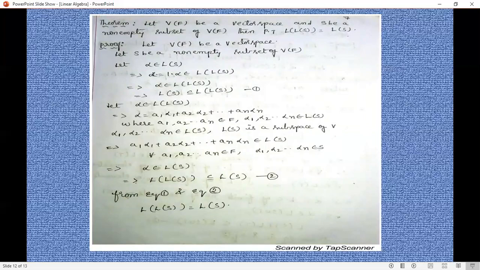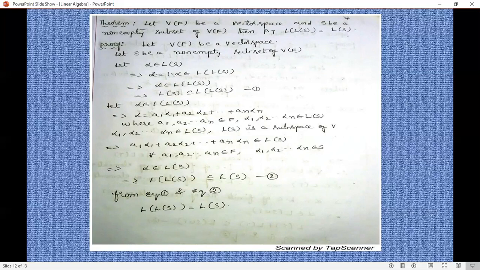The statement: let V of F be a vector space and S be a non-empty subset of V of F. What are we given? Let V of F be a vector space and S be a non-empty subset of V of F. Then we have to prove that L of L of S equals L of S. What we have to prove now? L of L of S equals L of S. Observe carefully. In the statement, we are taking V of F to be a vector space and also given that S is a non-empty subset of V of F. What we have to prove now? L of L of S equals L of S.